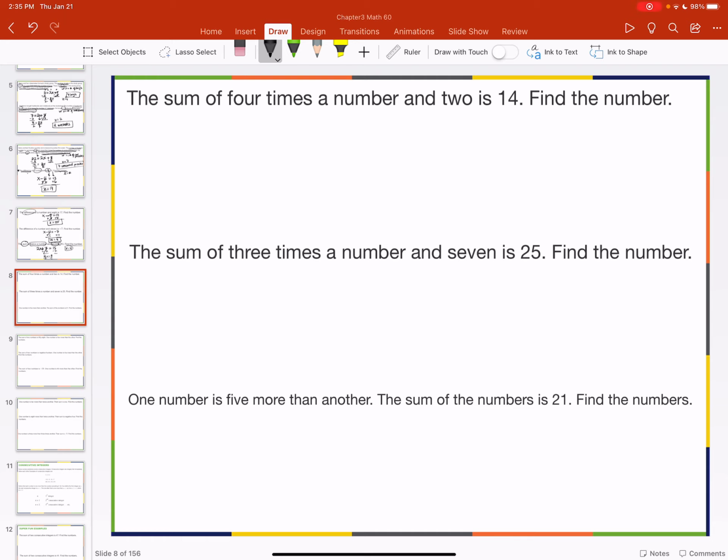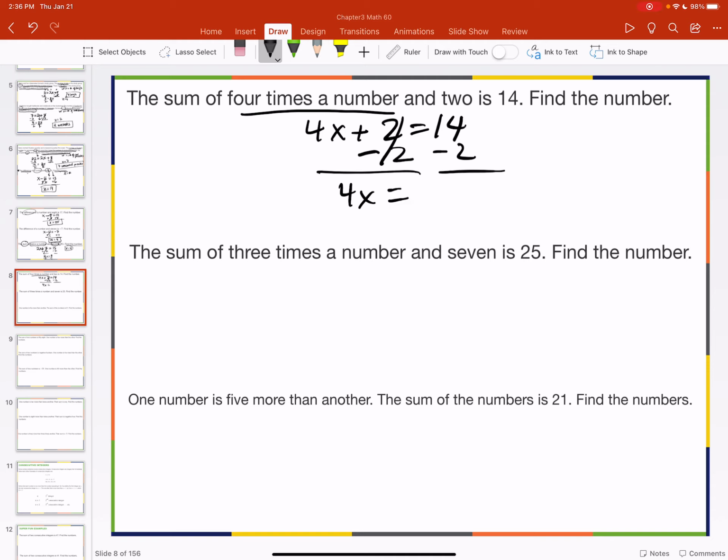Okay, let's do a couple more. We have here the sum of 4 times a number and 2 is 14. So we have the sum, 4 times a number. We know that that's 4x. And 2 is 14. Okay. So minus 2, minus 2, right? 4x, bring that down. 14 minus 2, bring the equal sign, is 12. Divide by 4, we get x is equal to 3, okay?